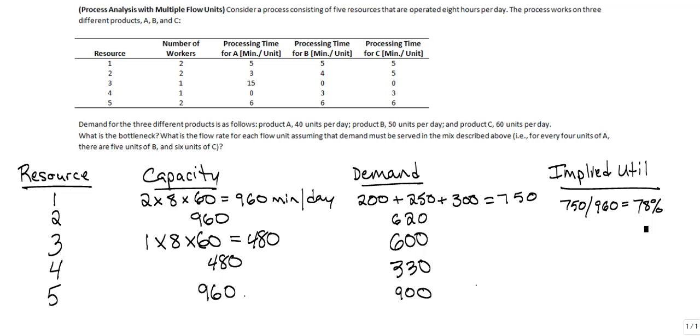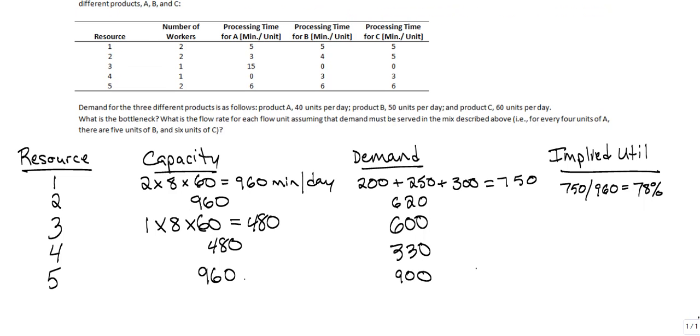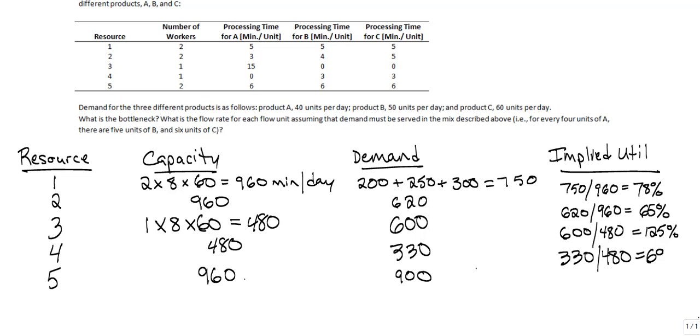Following the same process for the remaining resources, we realize that resource 2 has an implied utilization of 620 over 960, or 65%. Resource 3 is 600 over 480, or an implied utilization of 125%. Then resource 4 is 330 over 480, which is an implied utilization of 69%. And finally, 900 over 960 for resource 5 implies an implied utilization of 94%.